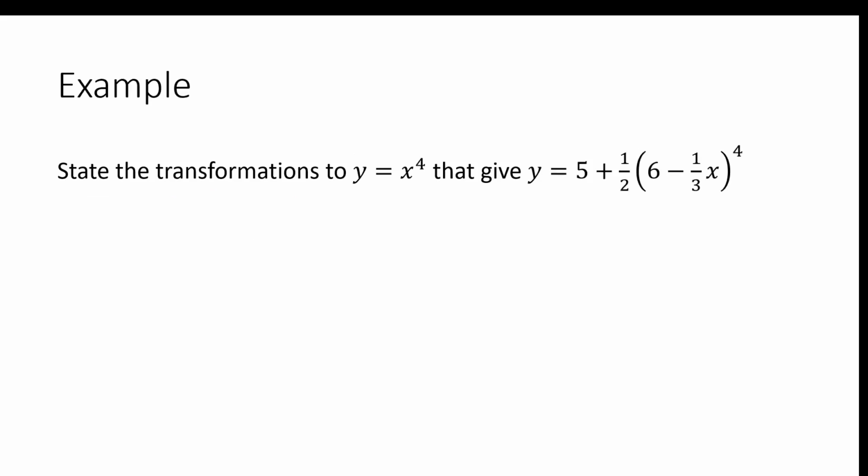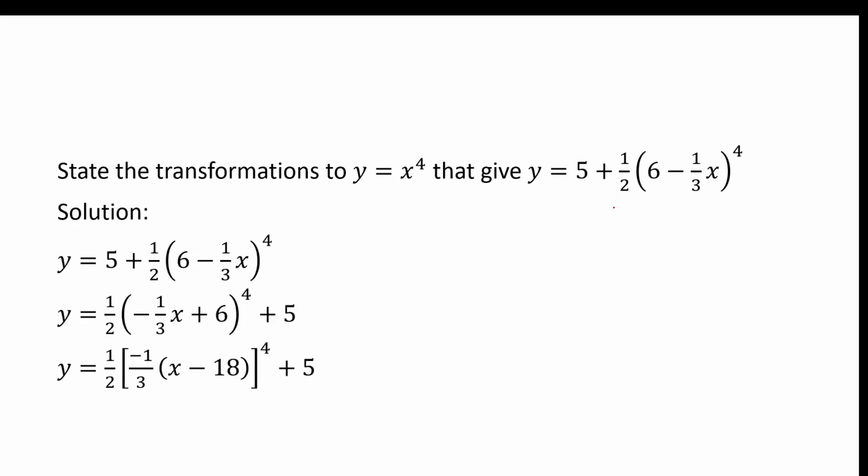Now, what if we're given the curve shown here and we want to state transformations to the function y equals x to the 4? Well, one thing we'll do is we'll move the 5 to the other side, as you see here. We can rearrange the input, so instead of 6 minus 1/3 x, it's negative a third x plus 6. And then we can factor out the k value of negative a third. We multiply that by x minus 18.